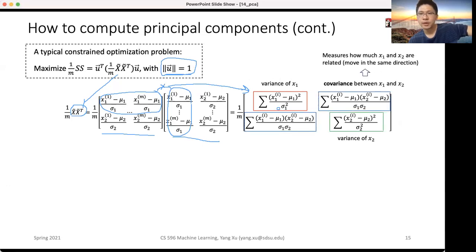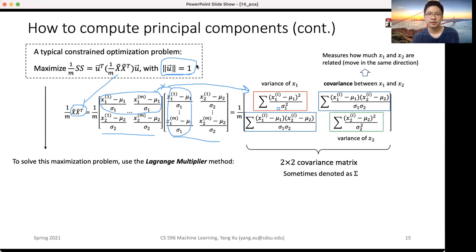Basically, those variance and covariance measure how much the two features vary, and the covariance measures how much x1 and x2 are related. Okay, all right, so that is the meaning of these matrices. So in order to solve this maximization problem, we basically need to use a Lagrangian multiplier. Remember, we just need to introduce a new variable, which is lambda, our multiplier.